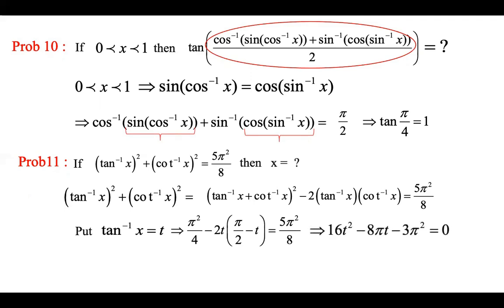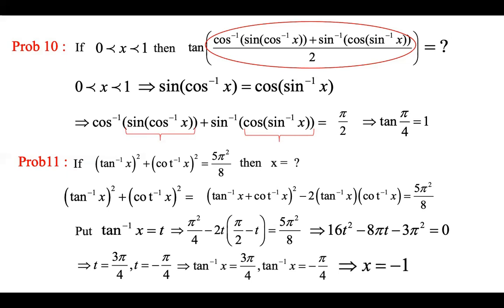So overall, this is a quadratic equation in t. When you solve for t from here, one t is 3 pi by 4 and the other t is pi by 4. Once t is that, we know that tan inverse x is equal to t. So therefore, x will be minus 1 from both of them. So the value of x which will satisfy that equation is only minus 1.